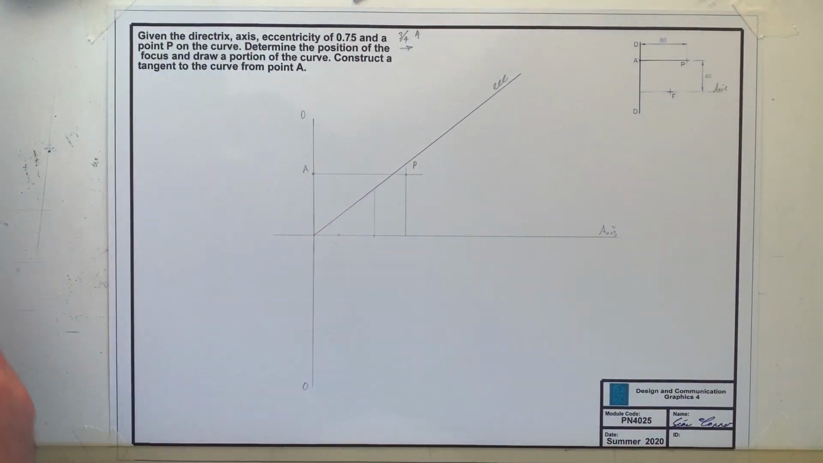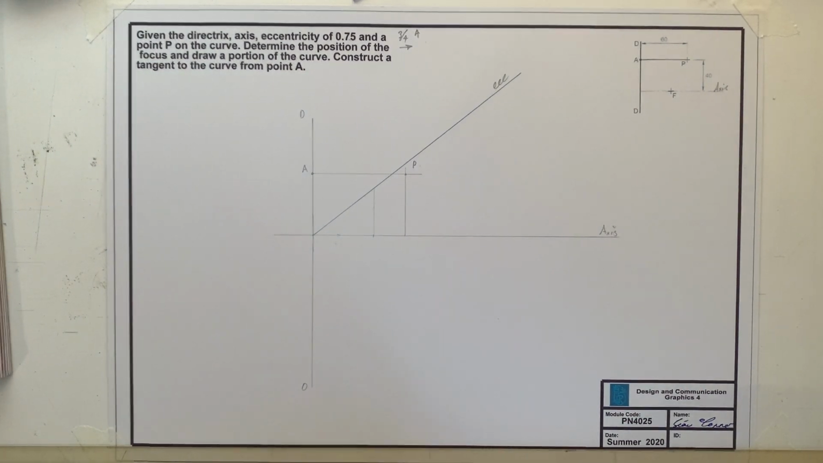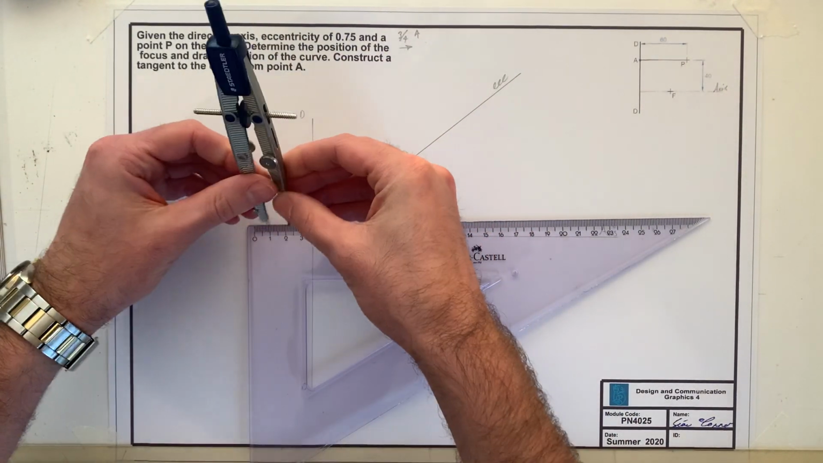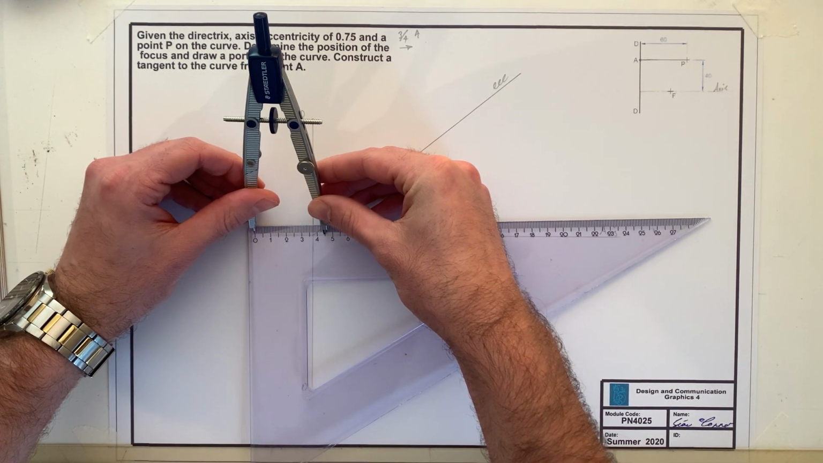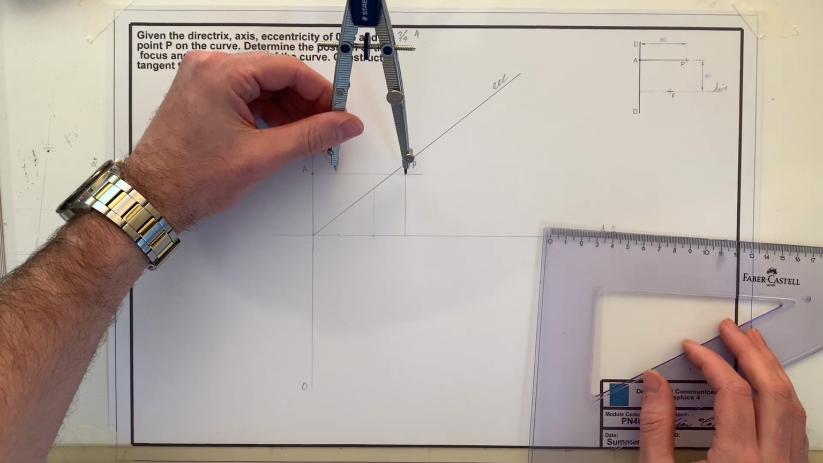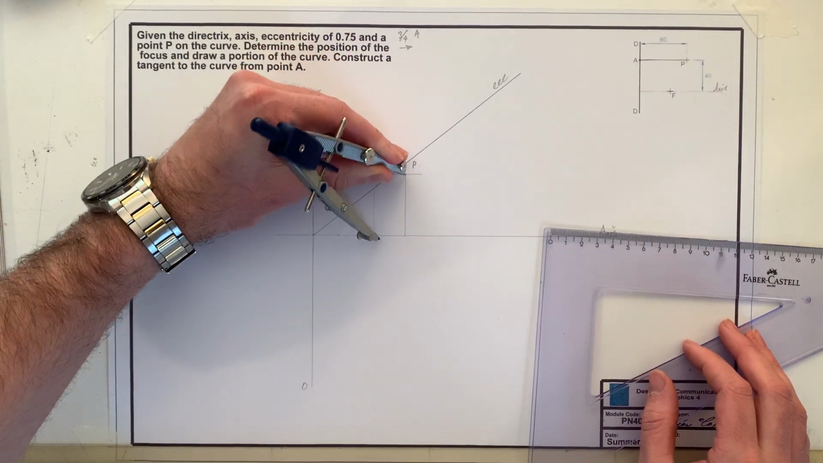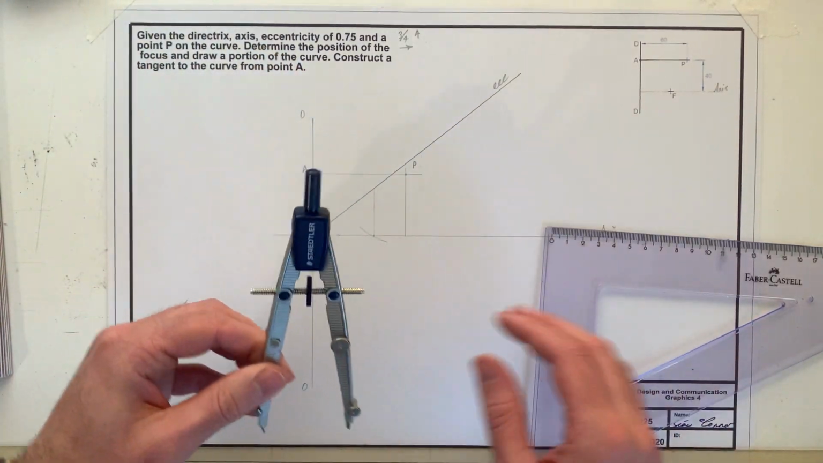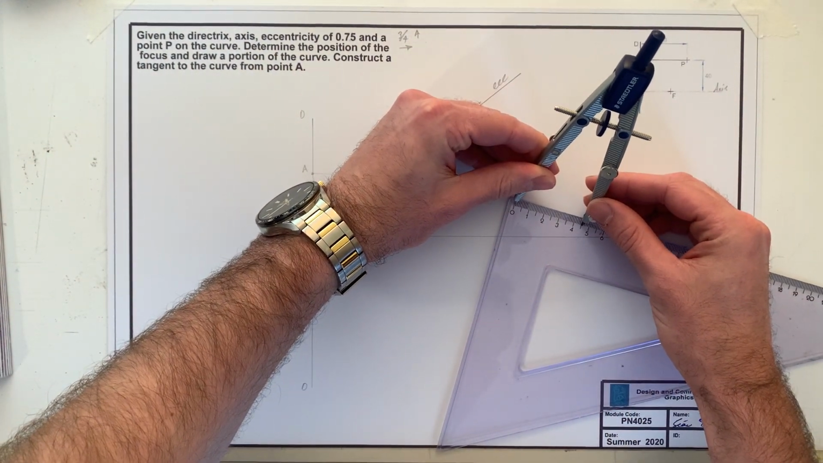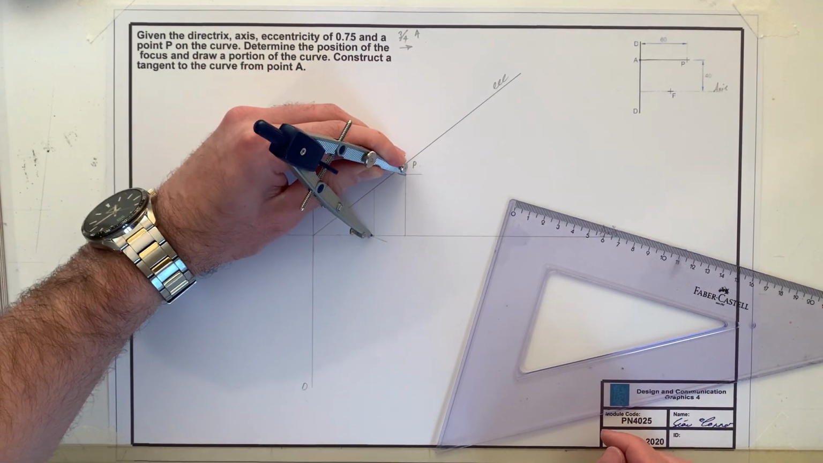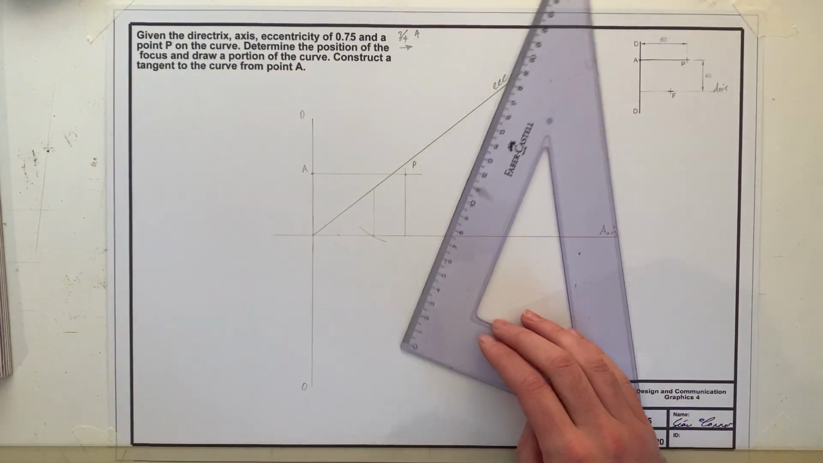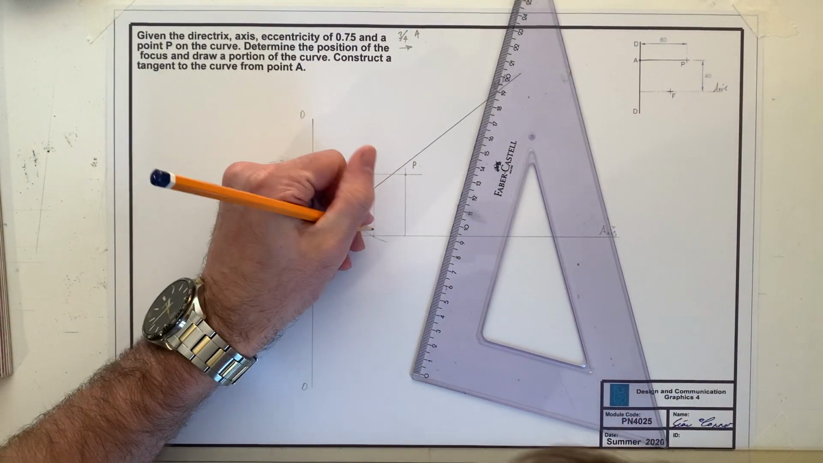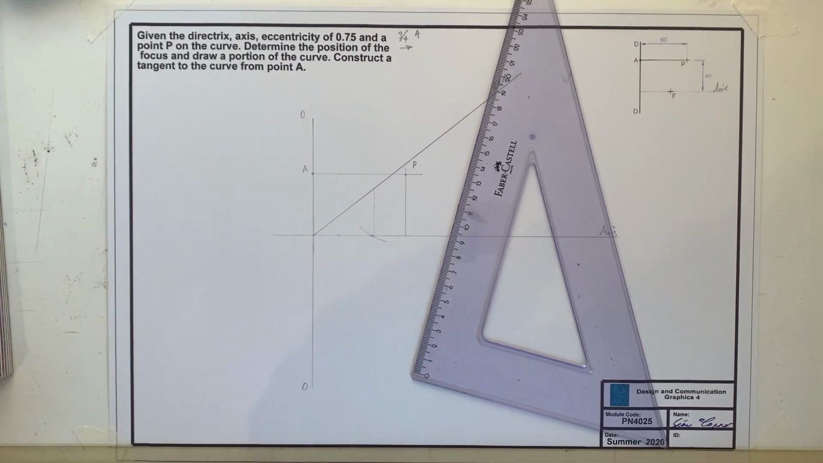So if I get 45 millimeters on my compass, which is going to be my 3/4 of this distance here, and I scribe an arc, just ensuring that that's perfectly 45, close enough. Where I scribe an arc and it hits my axis, that is going to be where my focal point is. So this point right here is going to be my focal point. I can put that in as F.